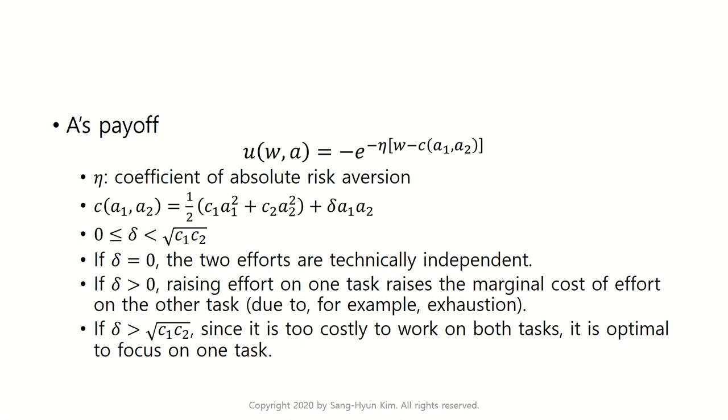But that will not be the case if delta is positive. If delta is positive, that means raising effort on one task raises the marginal cost of effort on the other task as well. So the reason is maybe exhaustion. So you study game theory for five hours, and then you try to study contract theory. Then obviously you will be exhausted, and then the marginal cost of studying 1 hour of contract theory will be much higher than the situation where you don't study game theory at all, right?